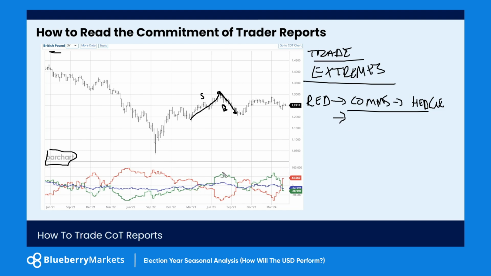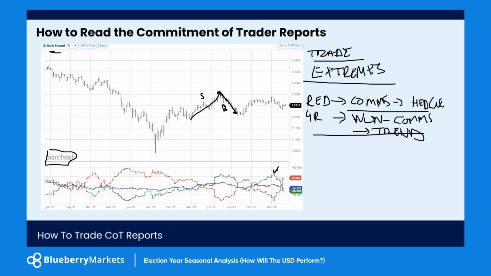Now the opposite to that is the green line. The green line are the non-comms. They are your trend followers, so they go with the trend. The trend followers are essentially your hedge funds, traders, essentially. They're looking to trade with the trend on a week-by-week basis, and that's what the green line is.